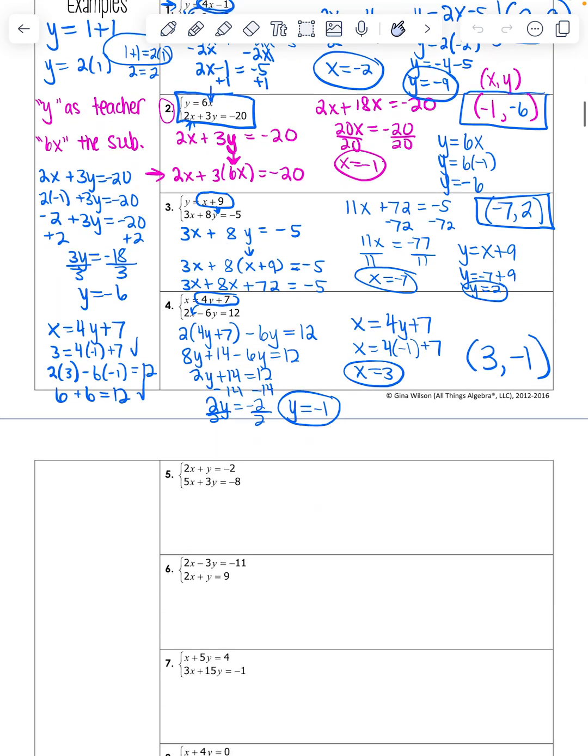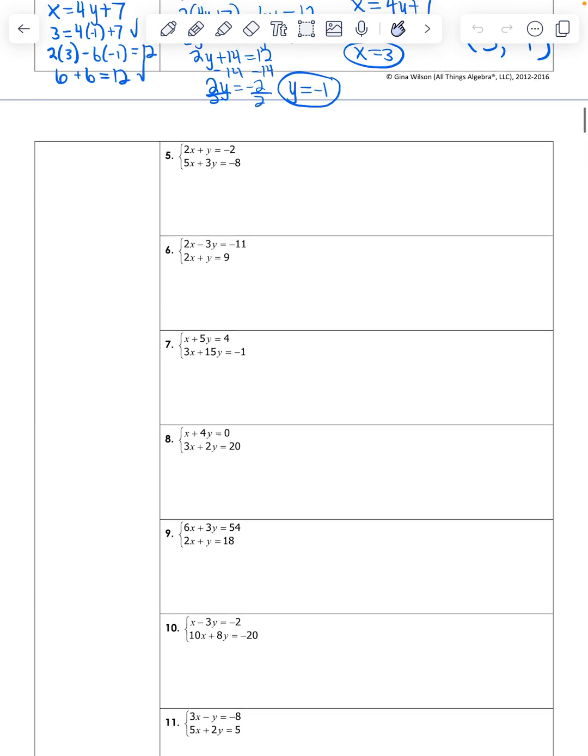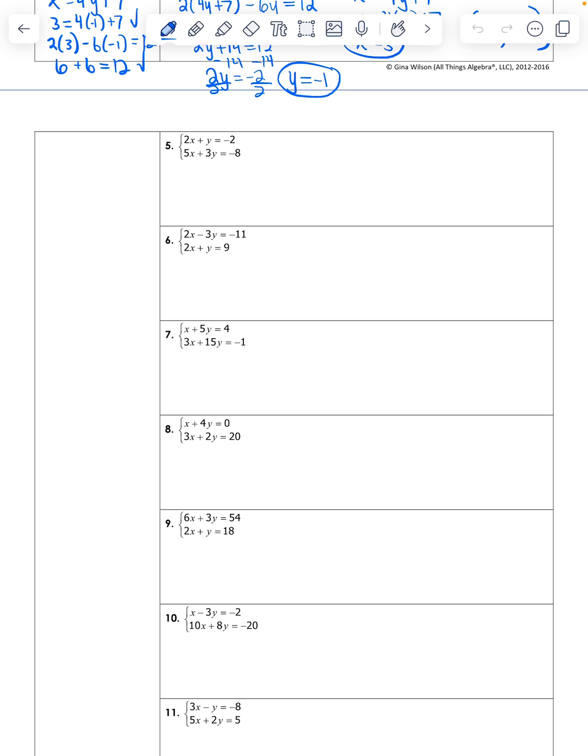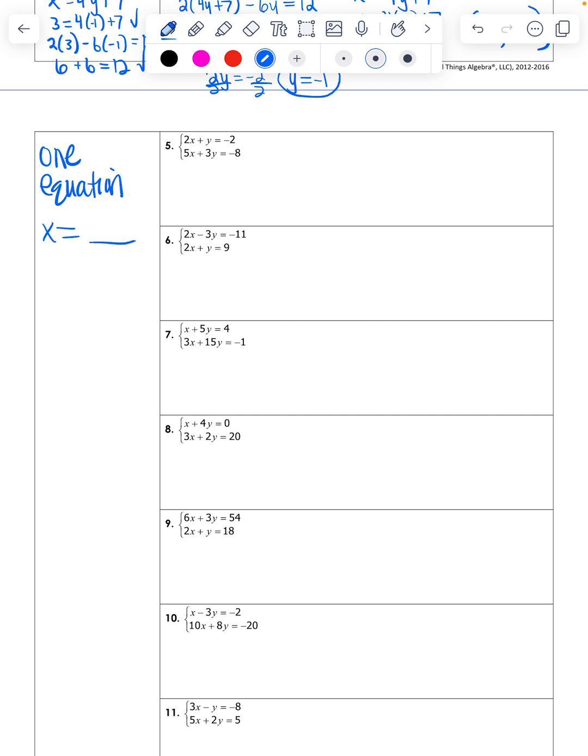So on the next page, we have some more difficult substitution problems because they're not ready for substitution. In order for substitution to work, one equation has to look like this. Either x equals whatever or y equals whatever. So once we look at number 5, we don't have that situation. We have 2x plus y equals -2 and 5x plus 3y equals -8. Neither one of these equations has x equals or y equals, so substitution cannot work in this situation.